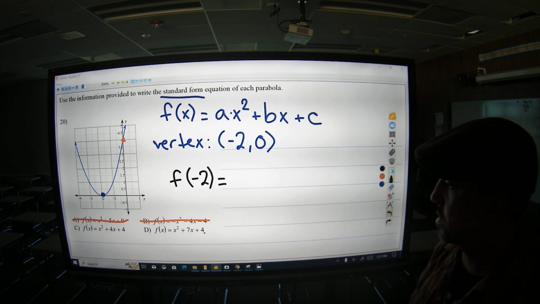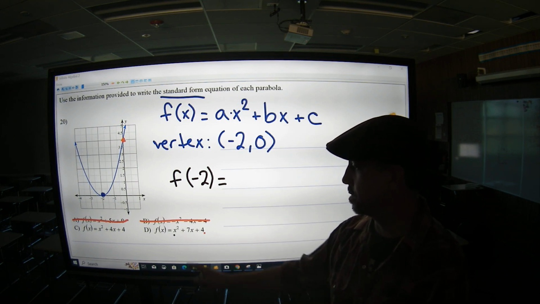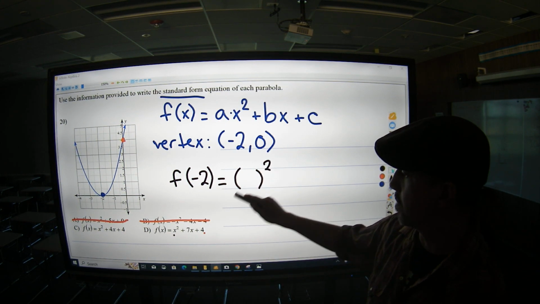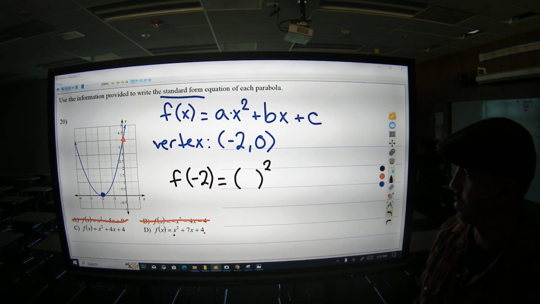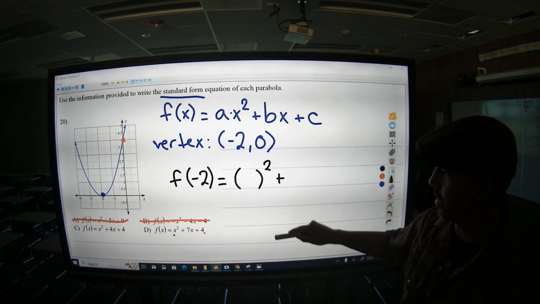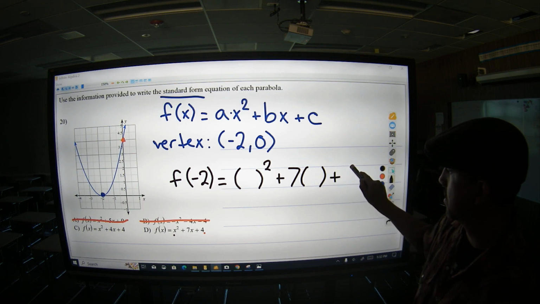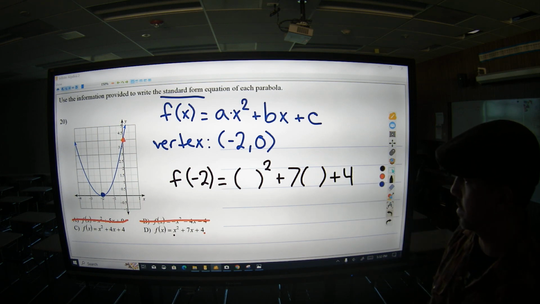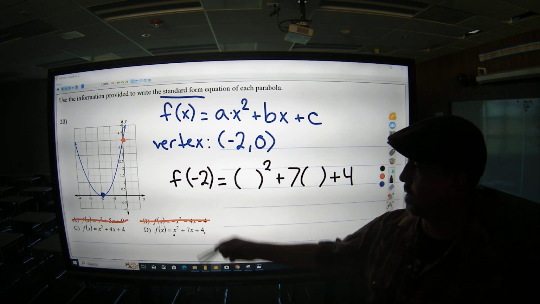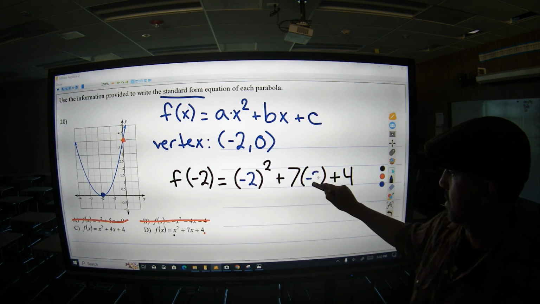So in this case, what I've taught you guys to do, let's try D to see whether or not it gives us zero. Okay, so we'll try this one, and what we'll do is plug in blank parentheses everywhere where we see x. So I saw x squared, so I put blank parentheses squared. I see 7x, so I'm going to do 7 blank parentheses, and then I see 4, so we put that there. So now what we have to do is plug in our value for x, and in this case we have negative 2, so we can put negative 2 here and negative 2 there.